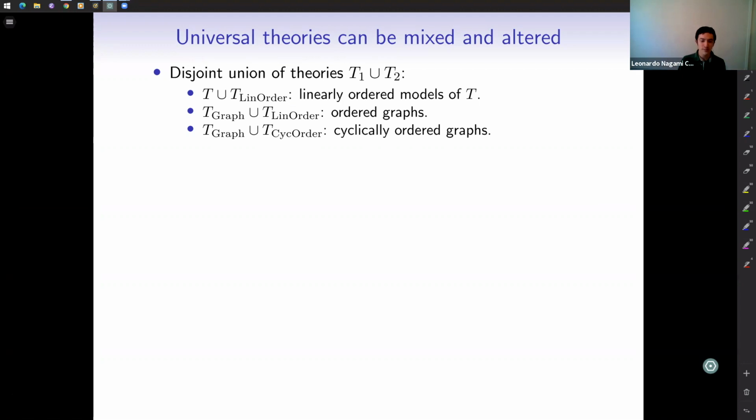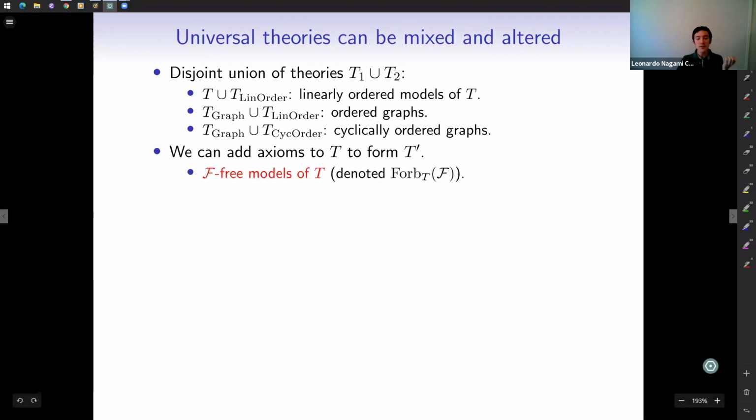Now, the other operation you can do on a theory, which is kind of silly, but is also going to be important, is that of adding axioms, right? You can always start with some theory and you can add extra axioms. Now, this is important because this is exactly what allows us to talk about F-free models of T. You take a family F and you say, well, I want to consider only models of the theory that do not have copies of these particular guys, right? This is what's called Forb_T of F.